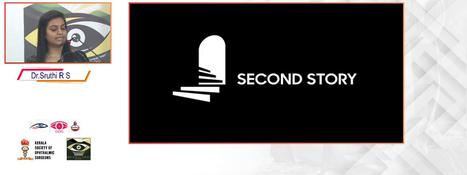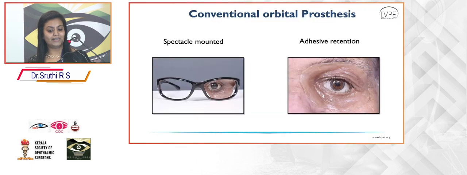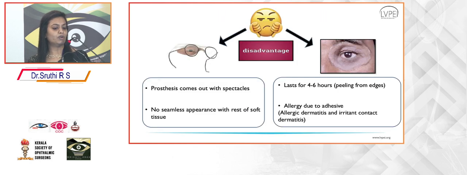So after an exenteration, what is the second story? It is important that you provide the patient with post-exenteration prostheses as well. Conventional orbital prostheses have been of two types. Number one, spectacle mounted, and number two, adhesive retention or glue retained. So they had their own disadvantages.